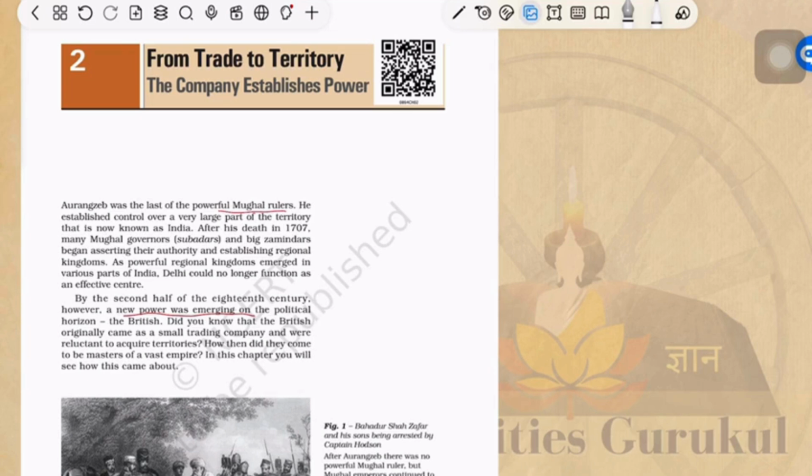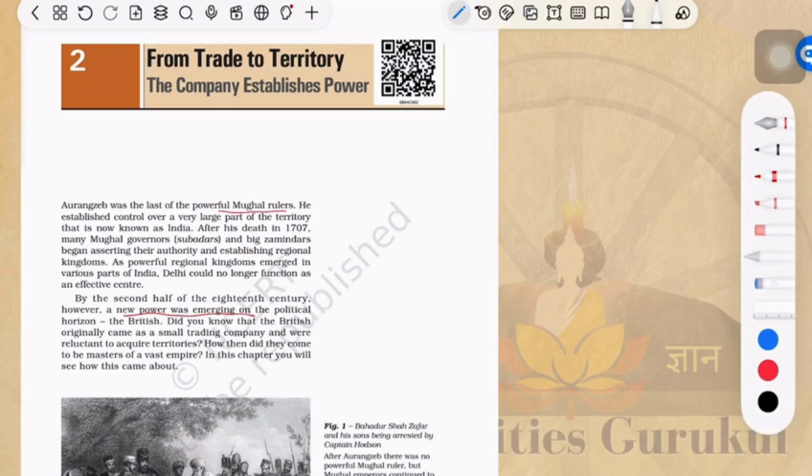So today we will start with the second chapter, From Trade to Territory. I will give you some idea that the British, the East India Company, came as a trader, and eventually, once they observed the condition of India, they transformed themselves into rulers. All these things took some time. It was a gradual process. It did not happen in one day.